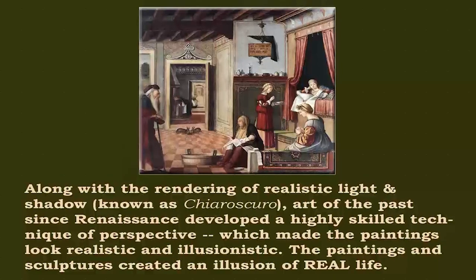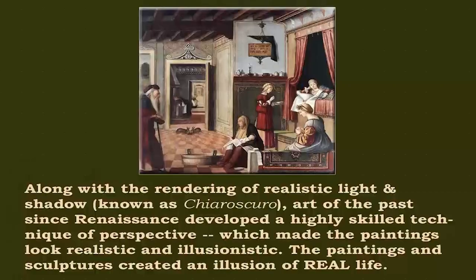Along with the rendering of realistic lighting, which is known technically as chiaroscuro, art of the past since the Renaissance developed a highly skilled technique of perspective. Now this application of perspective, the theory of perspective, is going to be upturned later by the modern artists. Say, for example, somebody like Picasso would reverse the whole idea of perspective and come up with a radical idea called cubism. We'll come to that later. Now, this technique of perspective made the paintings in the traditional Western art look even more convincing. And the paintings became very realistic in appearance and also illusionistic.